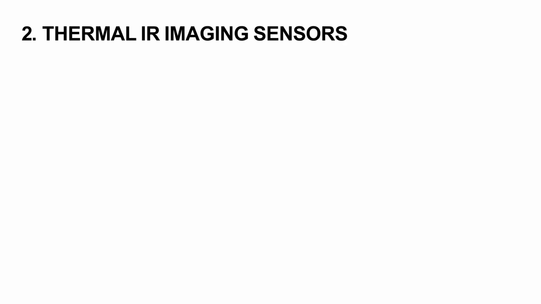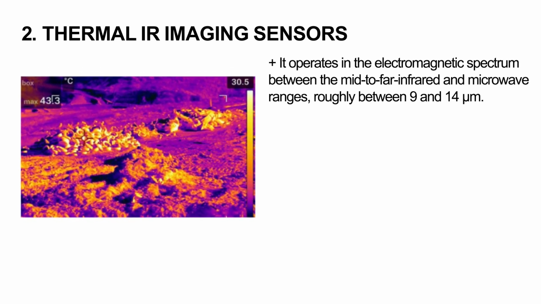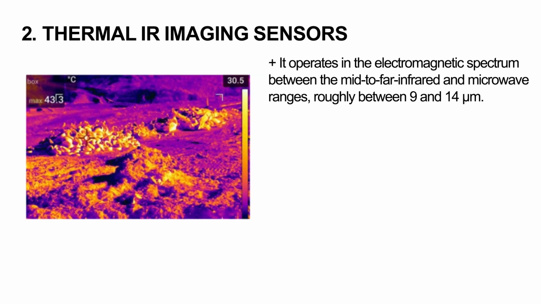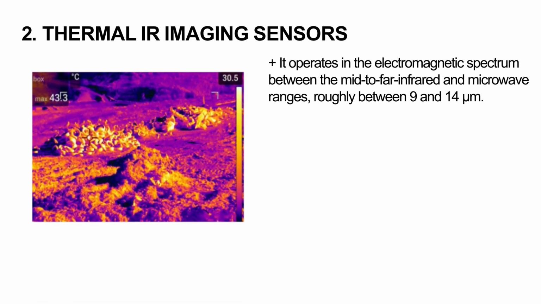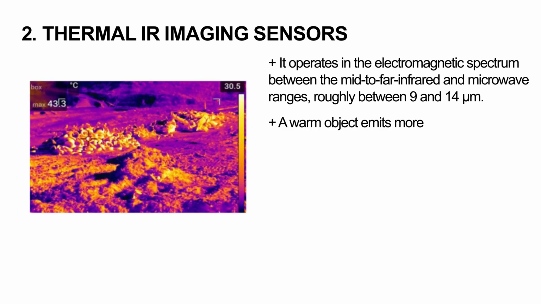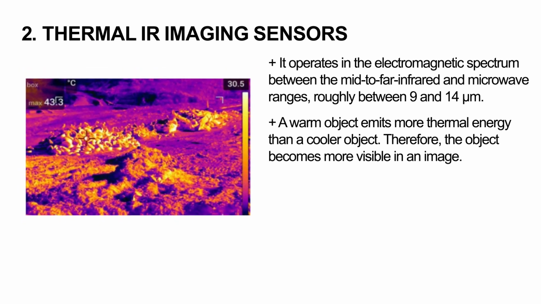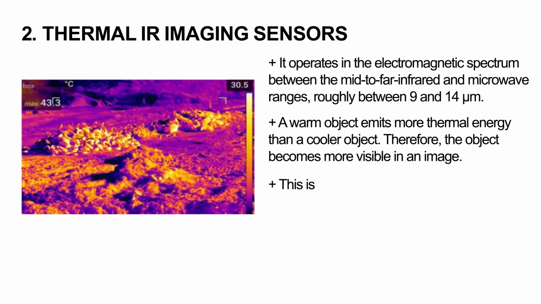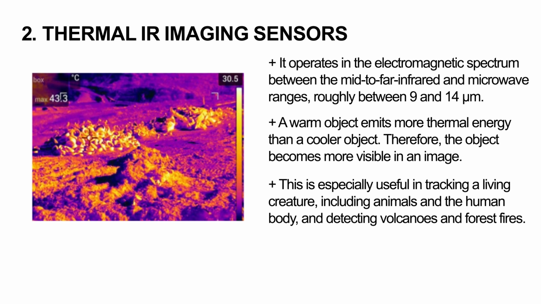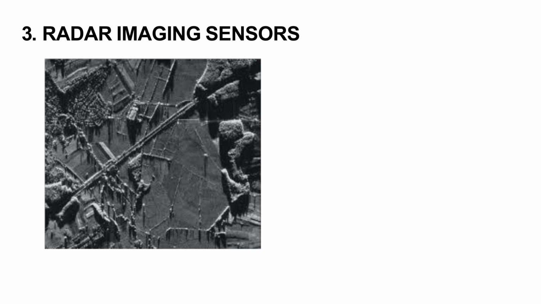Second, thermal IR imaging sensors. It operates in the electromagnetic spectrum between the mid to far infrared and microwave ranges, roughly between 9 and 14 micrometers. Any object with a temperature above 0 can emit infrared radiation and produce a thermal image. A warm object emits more thermal energy than a cooler object. Therefore, the object becomes more visible in an image. This is especially useful in tracking a living creature, including animals and the human body, and detecting volcanoes and forest fires.